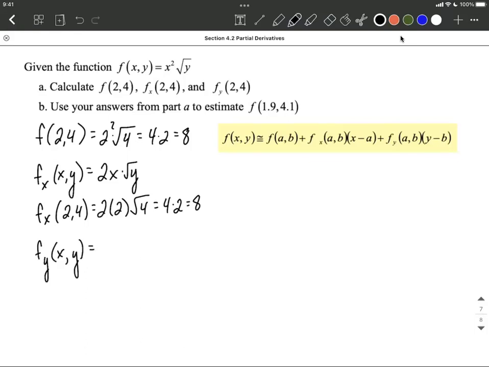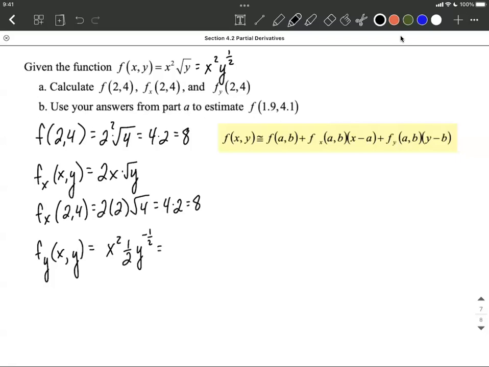In this case, we're going to treat the x as a constant and the y as our only variable. To take this partial derivative, though, I'm going to think of the y underneath the square root as the same thing as y to the 1/2 power. That way I can use the power rule to take this partial derivative. So the x squared is going to come along, treat it as a constant. We're going to bring the exponent down in front, reduce the exponent by 1, so 1/2 minus 1 makes negative 1/2, and then try to evaluate this at 2, 4.